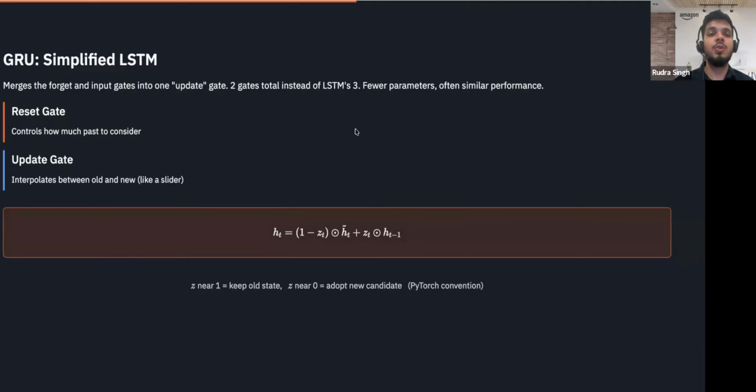The equation is h_t equals (1 minus z) times the new candidate plus z times h_previous. So z near 1 preserves the old state, z near 0 adopts the new candidate fully. Unlike LSTM, where forget and input gates can act independently, in GRUs what you erase always equals what you replace. That is the core principle behind gated recurrent units. In PyTorch, the API is identical to LSTM: same input, same output, just swap nn.LSTM for nn.GRU.